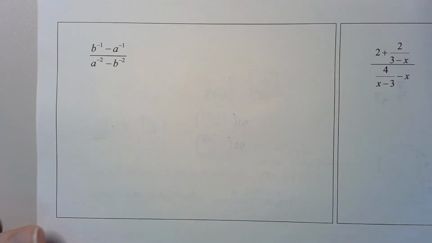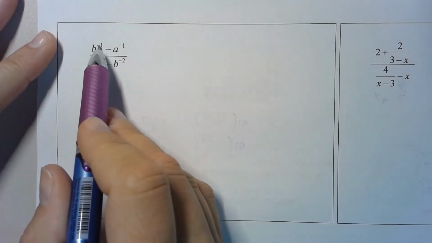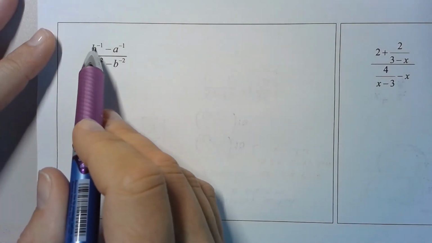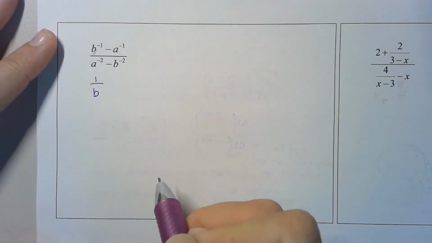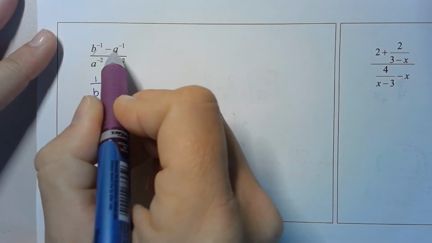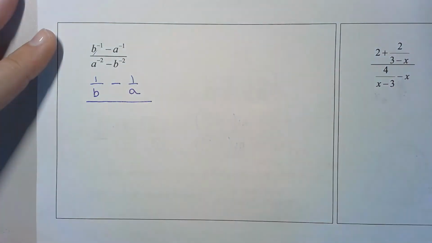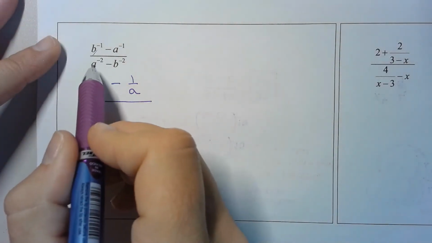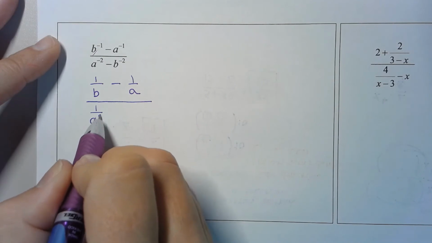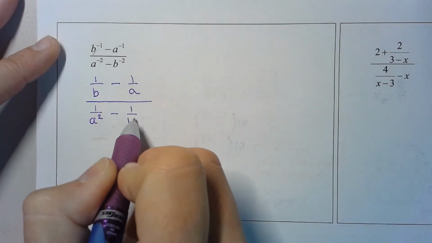Whew. Negative exponents. All right, here we go. Remember, a negative exponent means reciprocal. So I want b to the first, but I want it in the bottom. Minus, I want a to the first, but I want it in the bottom. On the bottom, I want a squared, but I want it on the bottom. And then same thing with that second piece.